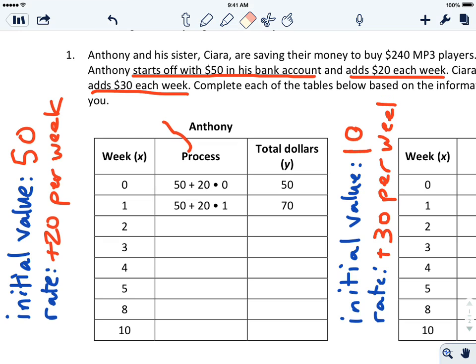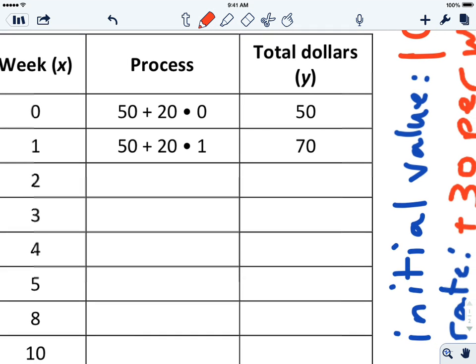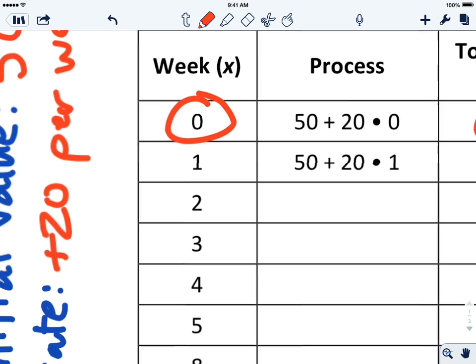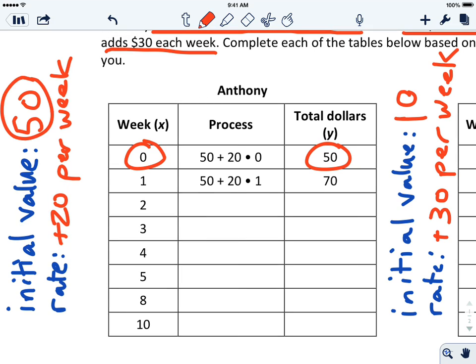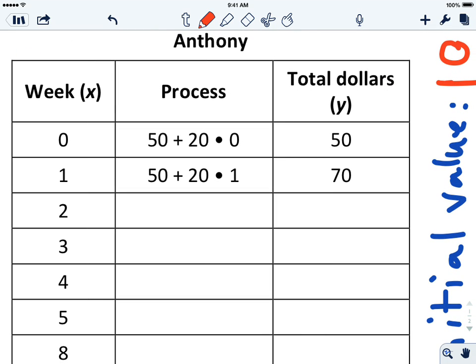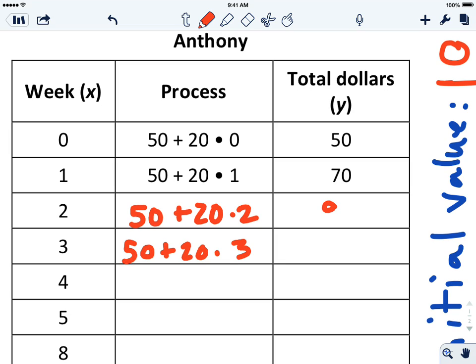So let's go ahead and look at the start that they gave us here on Anthony's table. They put in the initial value here. Across from 0 is 50, because his initial value we learned was 50. With that information ready for us, they did this calculation for the next one. So let's say we continued this calculation. I'm going to do 50 plus 20 times 2 this time, and then 50 plus 20 times 3. I'll go ahead and calculate those. 20 times 2 is 40, plus 50 is 90.